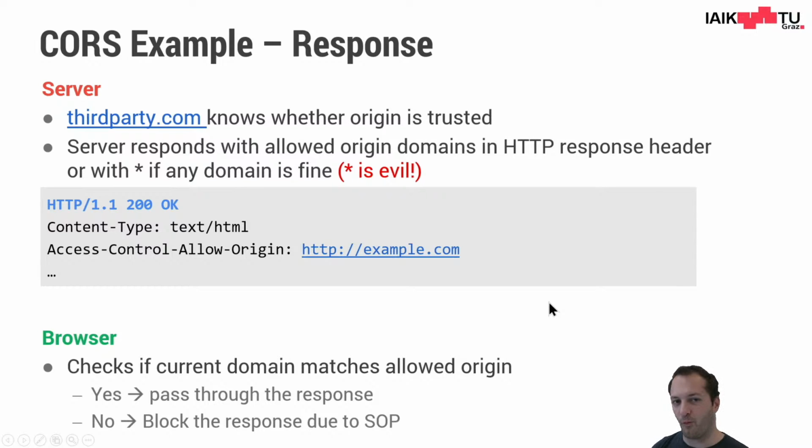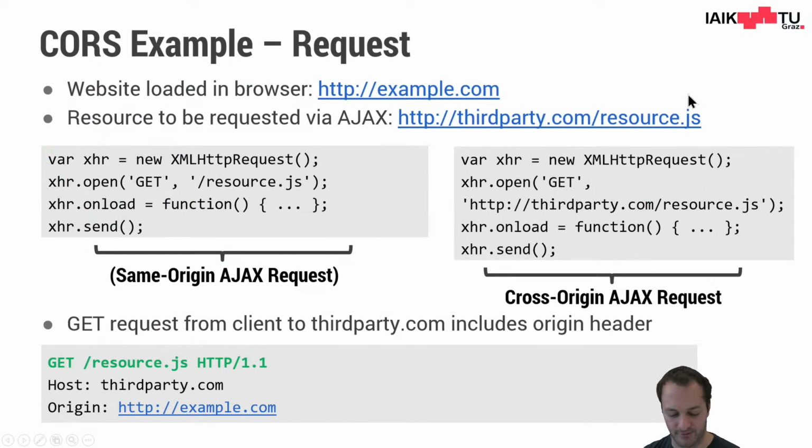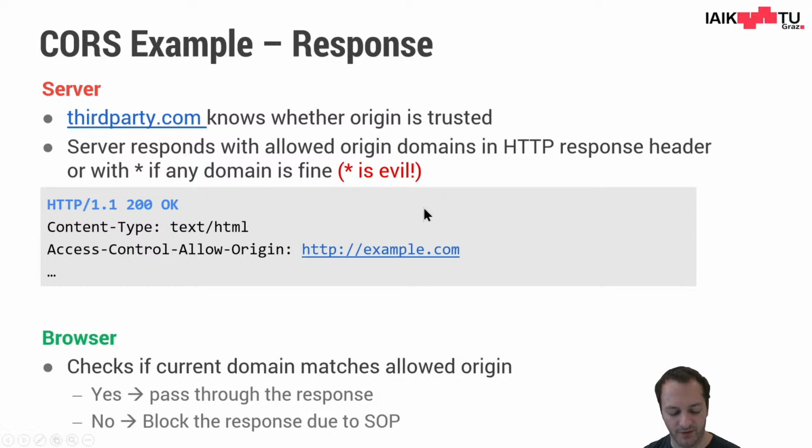So what does it show us before we come to a real attack example? The same origin policy is actually flawed, because an attacker can easily bypass it by specifying such a cross-origin XHR request, and then in the response sending something like this: Access-Control-Allow-Origin: asterisk. The browser would actually show the response, and thereby the attacker would just bypass the same origin policy.